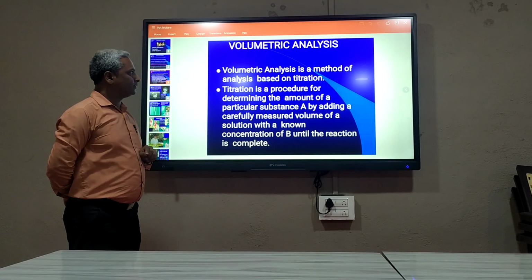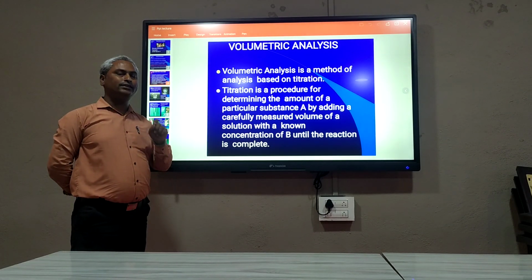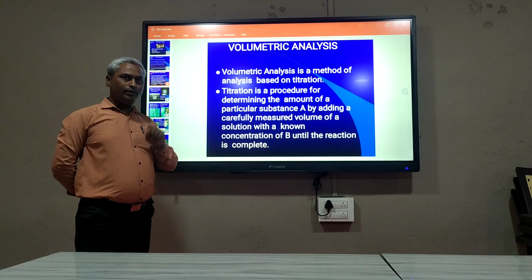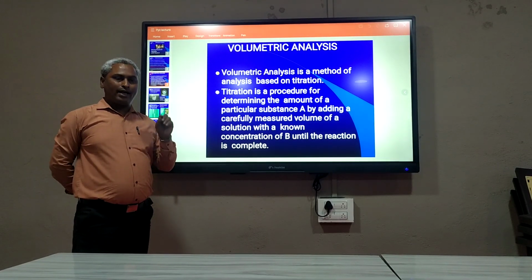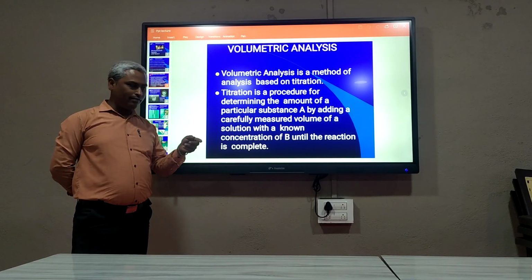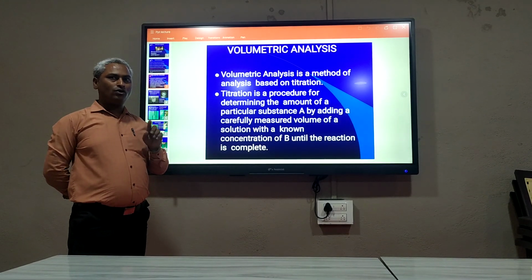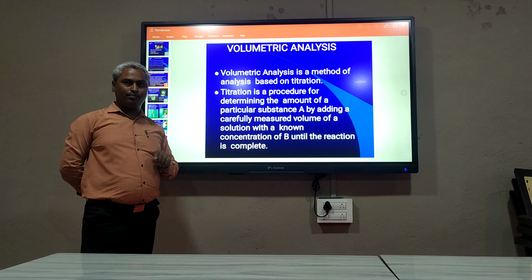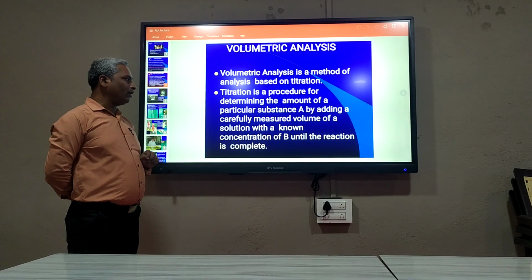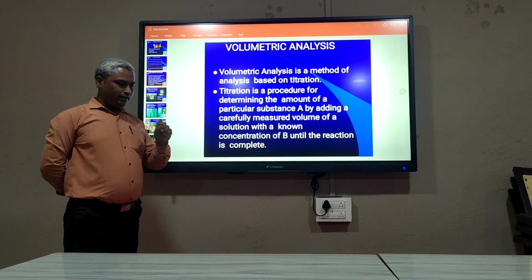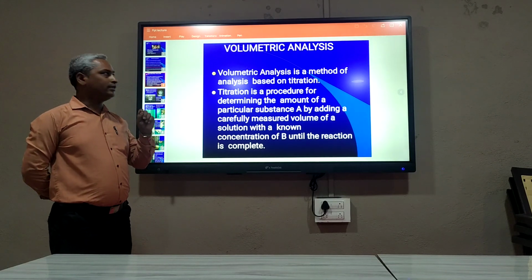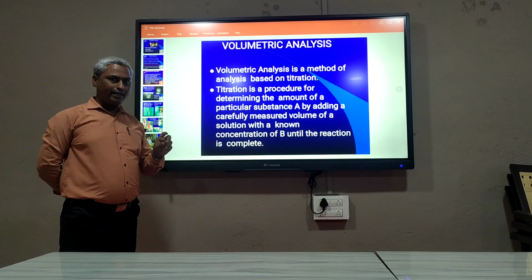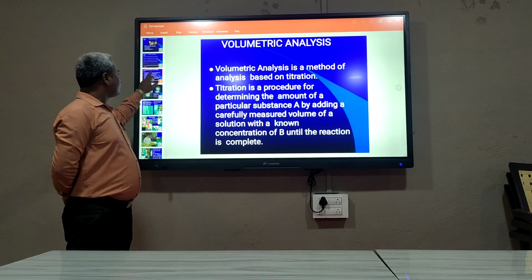Volumetric analysis is nothing but titration, in which we calculate or determine the amount of analyte present in the sample. That is called titration, and it is part of volumetric analysis.